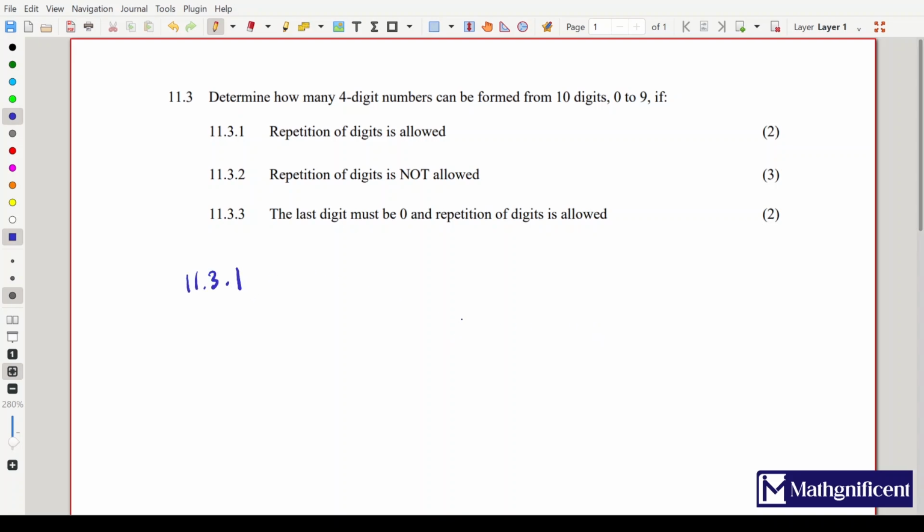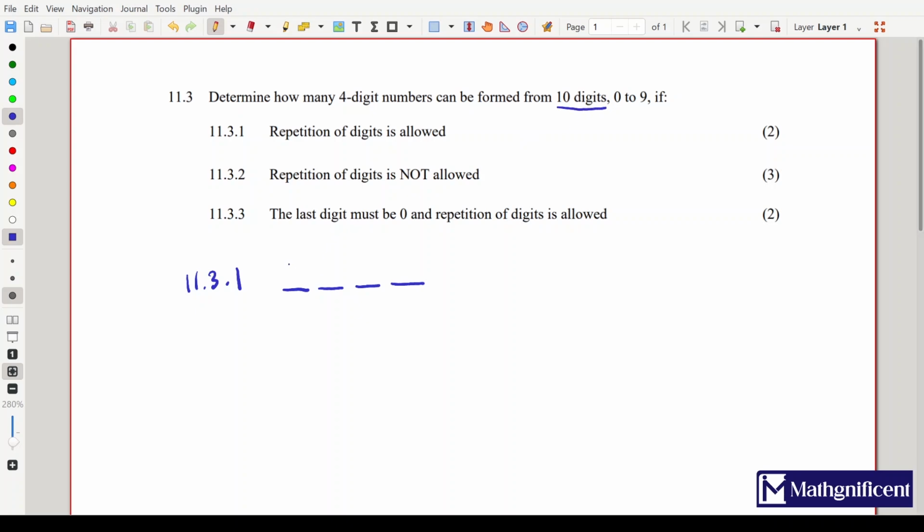11.3.1 says that we should determine how many four-digit numbers can be formed with digits from 0 to 9 if repetition is allowed. So we know that we have four spaces that must make up a four-digit number. They said that the repetition of digits is allowed. So at first, how many digits do we have in total? It's 10 digits that we have in total.